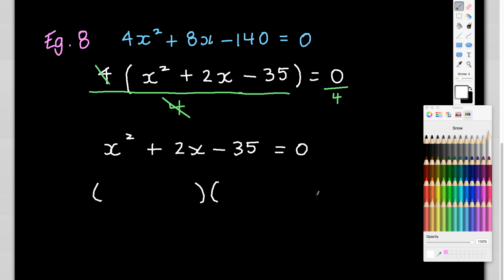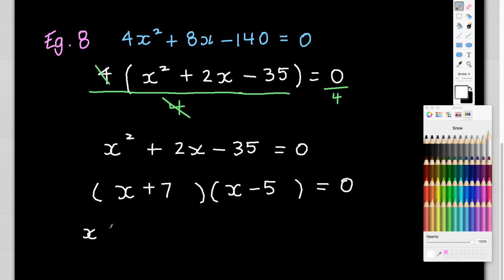Once you've done that, you'll notice now we have a lot easier task at hand, because now we have a monic that is equal to 0. We need to factorize it, so two numbers, two factors that will multiply to give us negative 35, but will add to give us 2. I'm thinking of 7 and 5, so I'm thinking positive 7 and negative 5. And 7 take 5 will give us the positive 2, and multiplying these together will give me the negative 35.